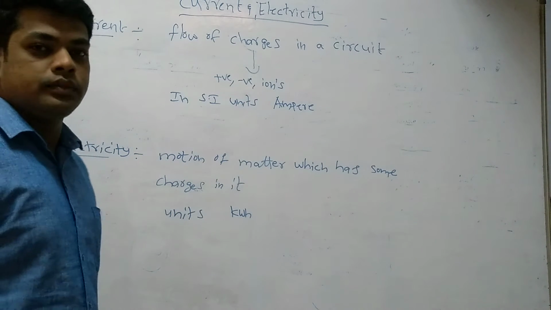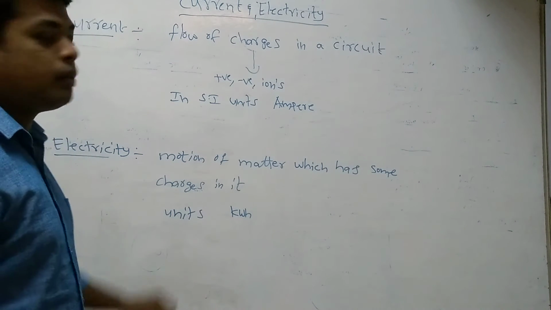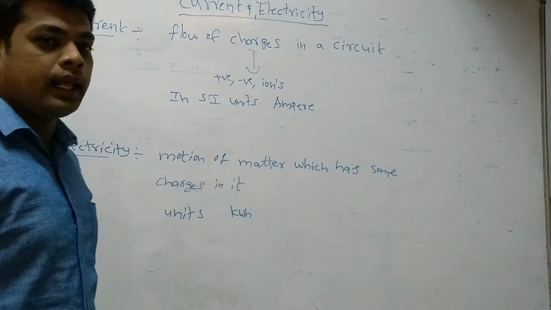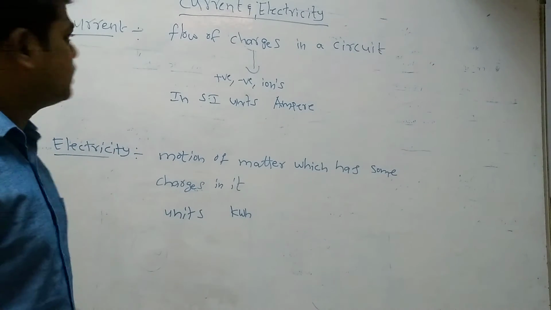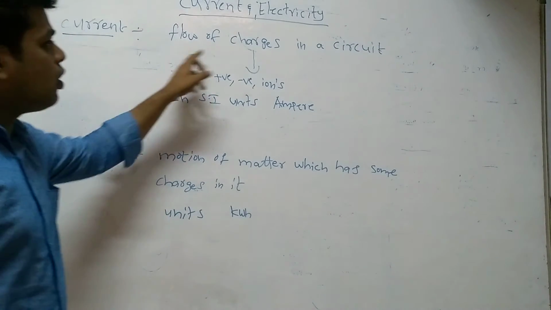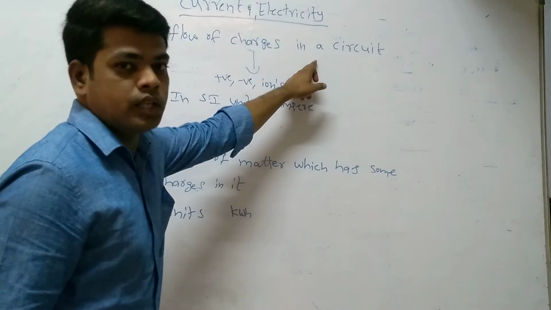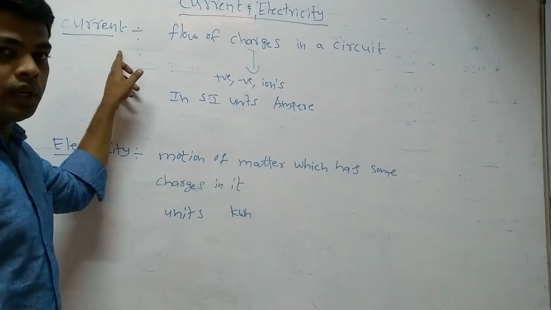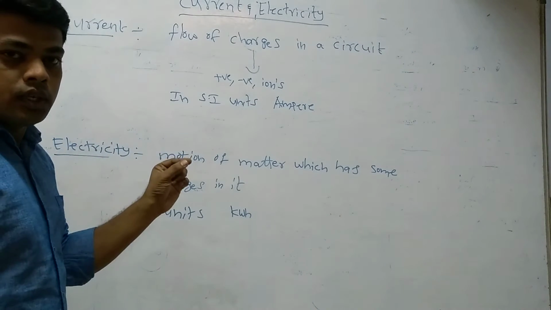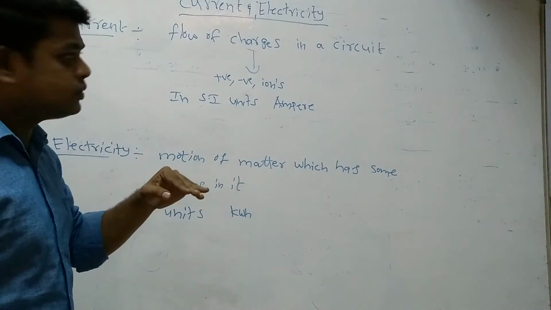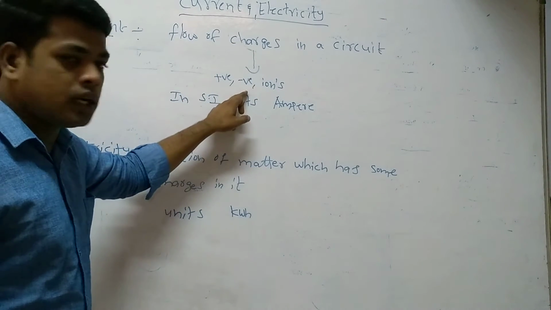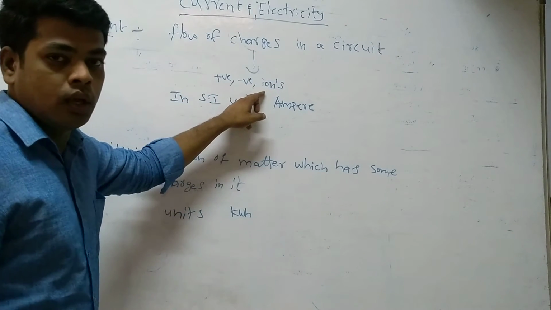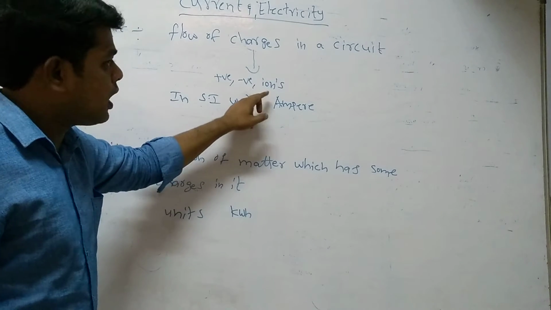Good morning, students. Today we are going to discuss current and electricity. Current means the flow of charges in a circuit. It means in a circuit some of the charges are moving. These charges may be positive charges or negative charges. Sometimes ions also behave as charges. Ions are nothing but positive atoms or negative atoms.